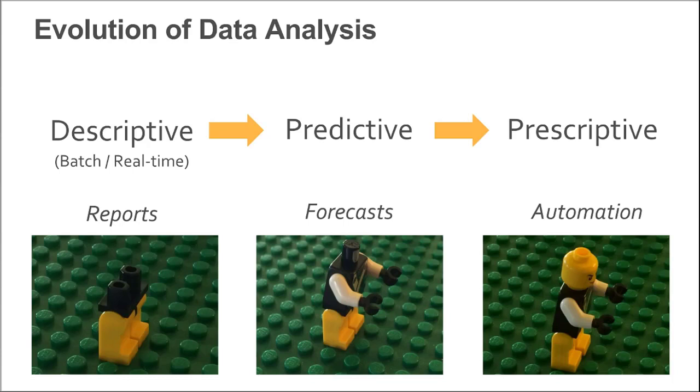All right, really quick, there are three different ways of looking at data analysis. You can think of it as an evolution. We're going to focus primarily on descriptive, which is the reports, real-time and batch, that you generate, like that Breakaway heat map we looked at.